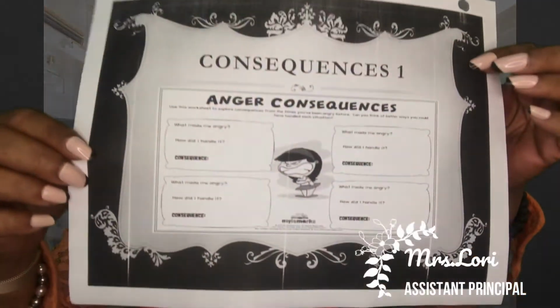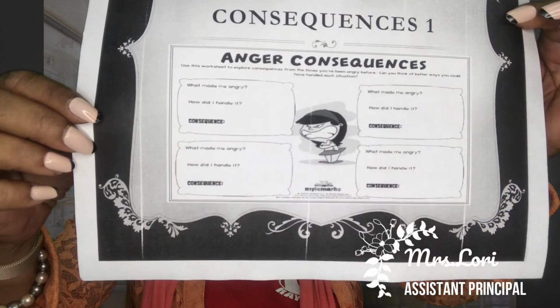Anger consequences. Consequence 1. Use this worksheet to explore consequences from the times you've been angry before. Can you think of better ways you could have handled each situation? You could say, what made me angry? How did I handle it? And what was the consequence of my action? What made me angry? How did I handle it? And what was the consequence?